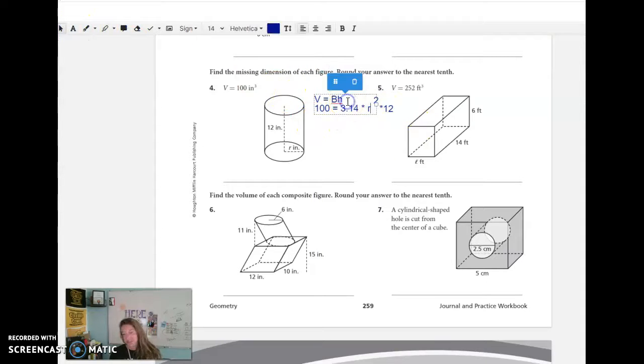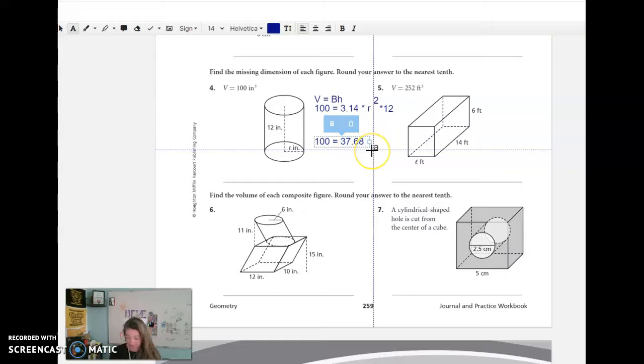So what we have to do now is actually solve this equation. So I'm going to multiply in my calculator 3.14 times 12. Okay, and I get 37.68. So I know that 100 is equal to 37.68 times my radius, and then squared. Whoops, I just had fat finger syndrome when I was typing in, right?